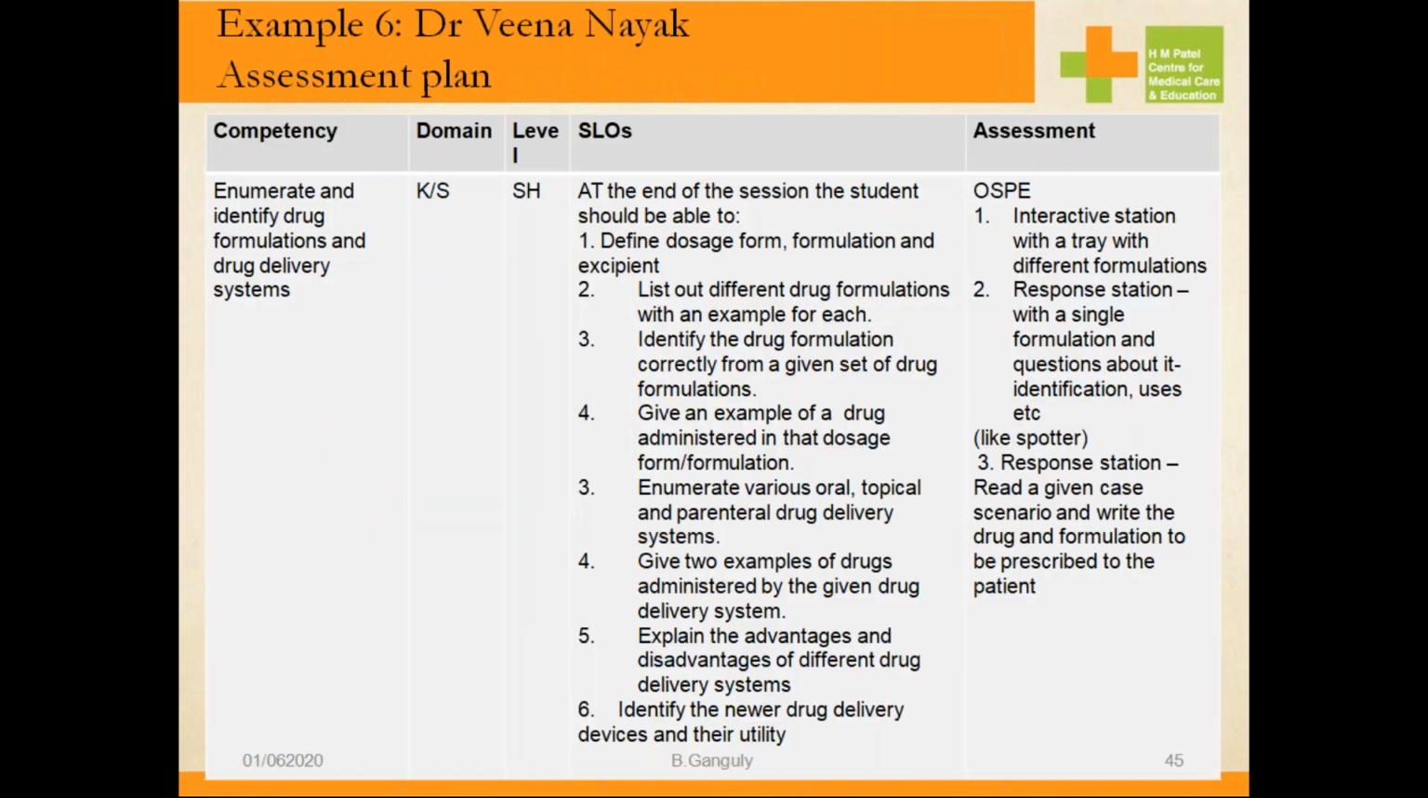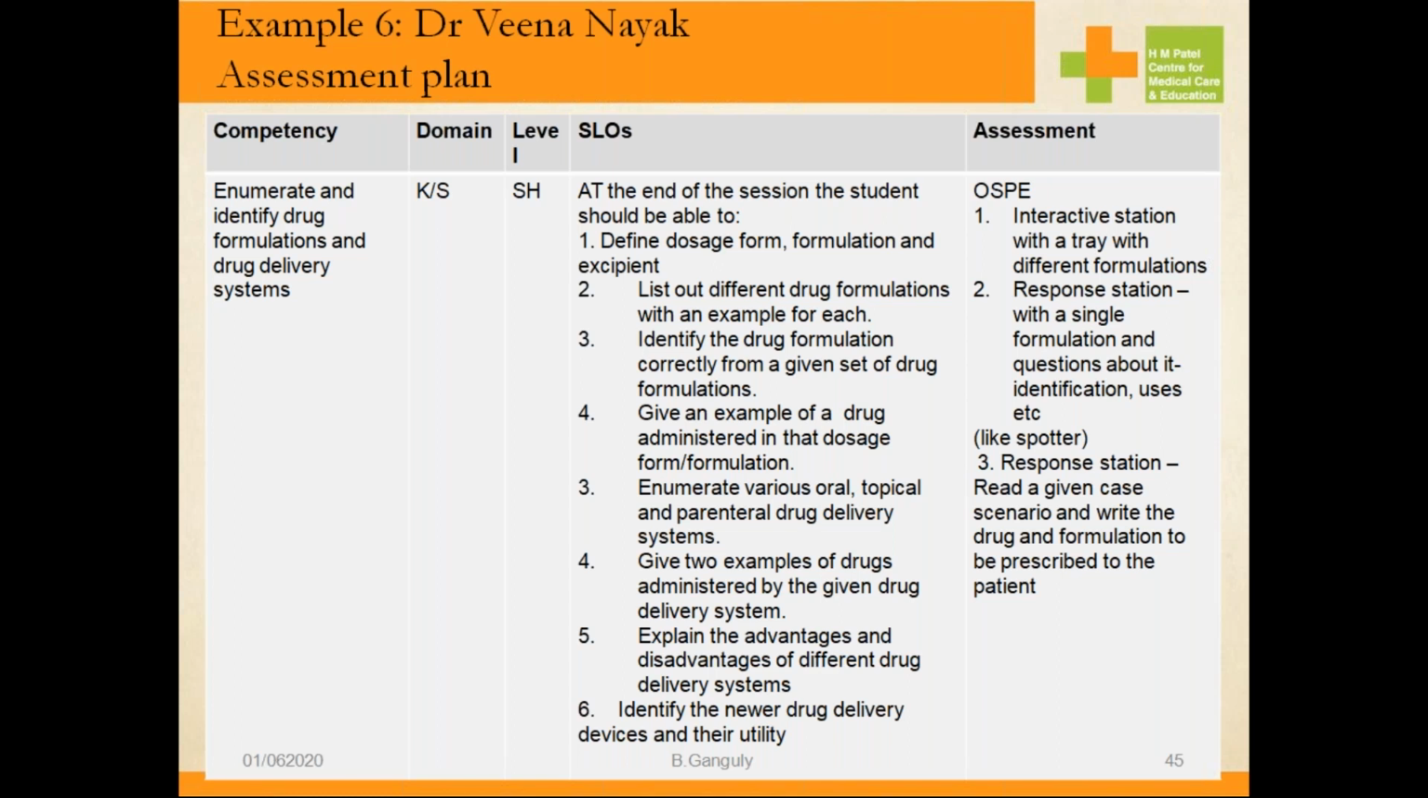Dr. Veena Nayak has taken up this excellent topic. The competency number was not mentioned. Enumerate and identify the drug formulations and drug delivery system, which I understand is from general pharmacology at the outset. The domain is knows and shows, level shows how. At the end of the session, students should be able to, the SLOs have been elaborated. She has only gone for OSP.